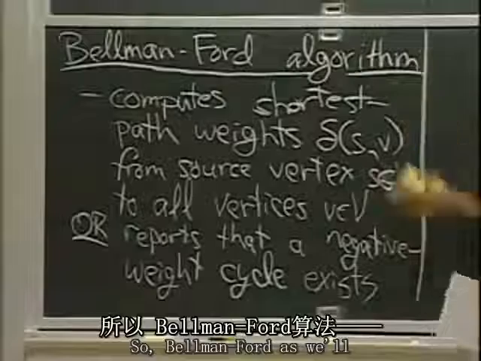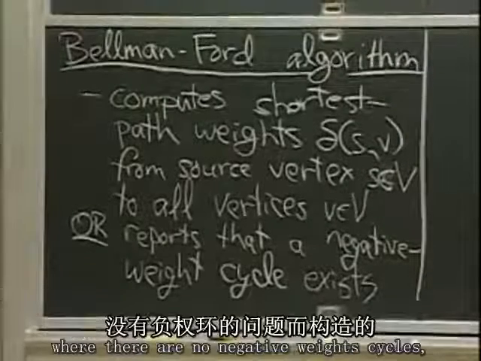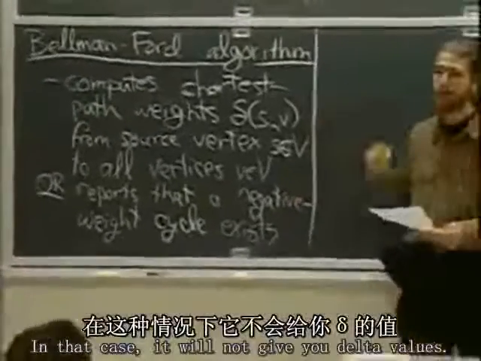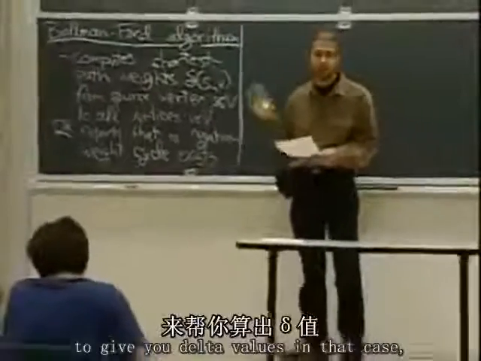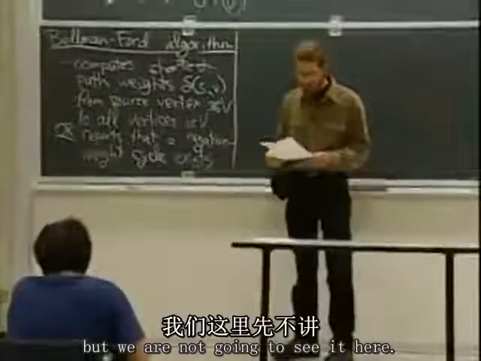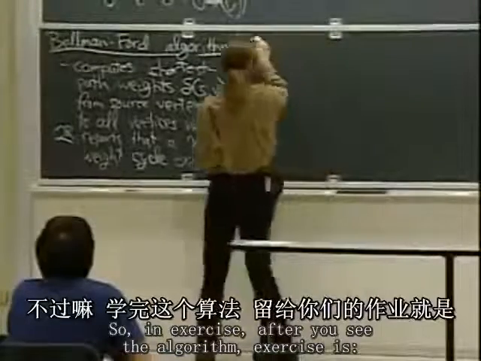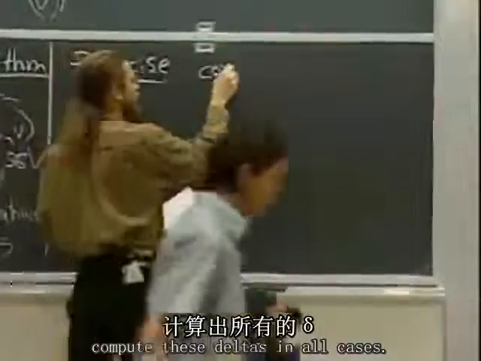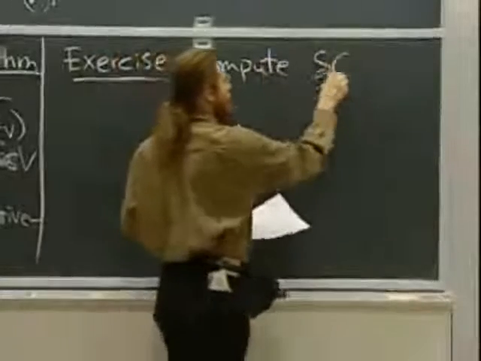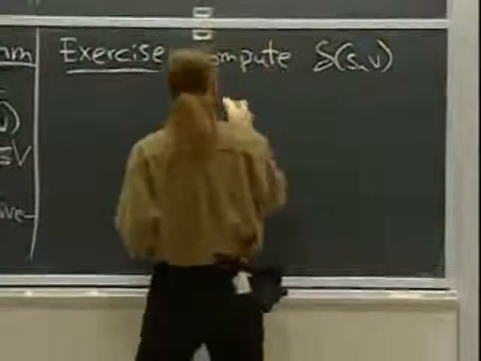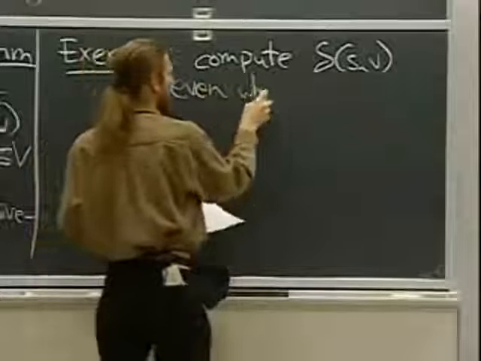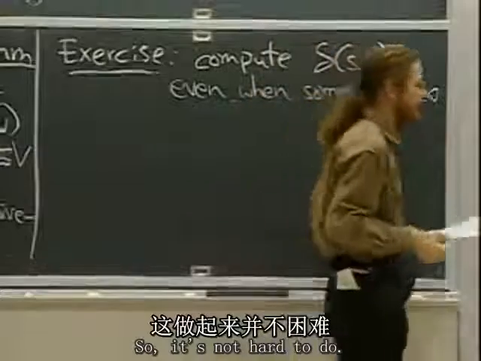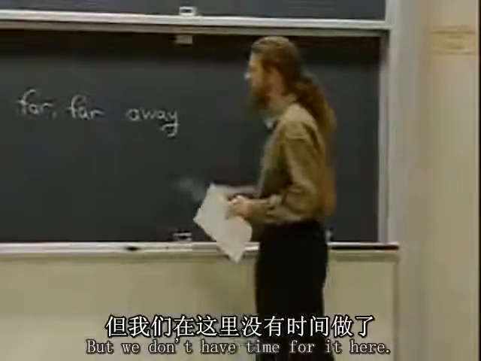So Bellman-Ford, as we'll present it today, is intended for the case where there are no negative weight cycles, which is more intuitive. It sort of allows them, but it will just report them. In that case, it will not give you delta values. You can change the algorithm to give you delta values in that case, but we're not going to see it here. So an exercise, after you've seen the algorithm, the exercise is compute these deltas in all cases. So it's not hard to do, but we don't have time for it here.